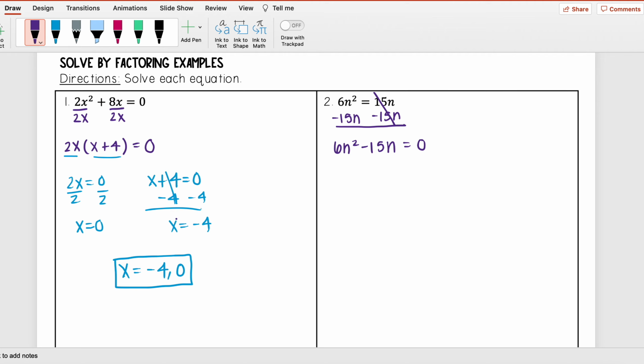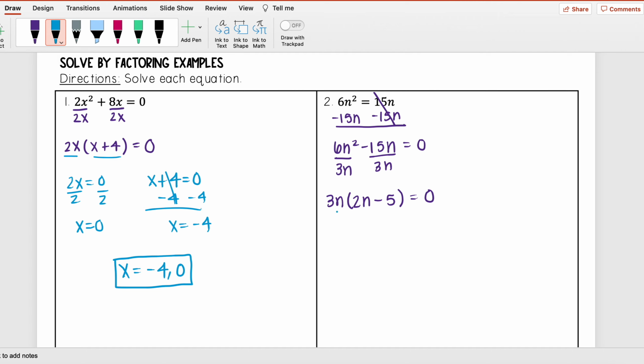And then from here, I know I first want to find and see if there's a GCF. And I see this one I do because I know that 3 can go into 6 and 15. And I can also take an n out from both terms. And so when I do that, I have 3n times 6 divided by 3 is 2, n squared divided by n is n, minus 15 divided by 3 is 5, and my n's cancel.